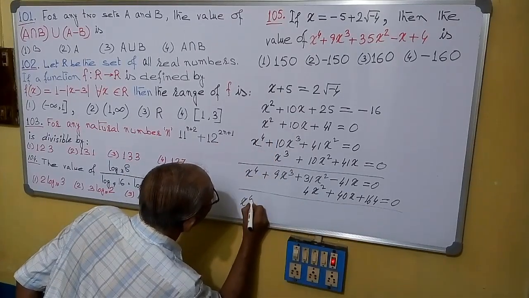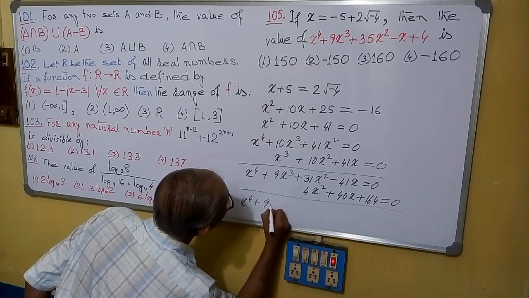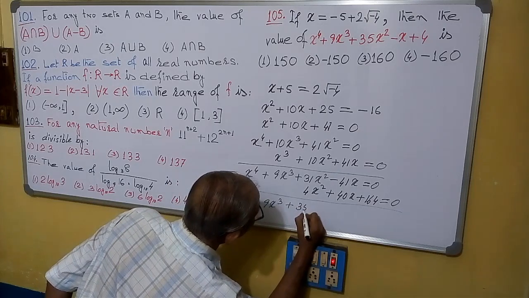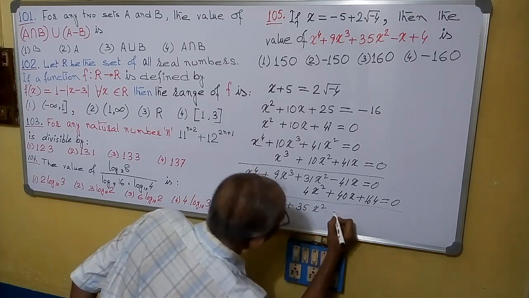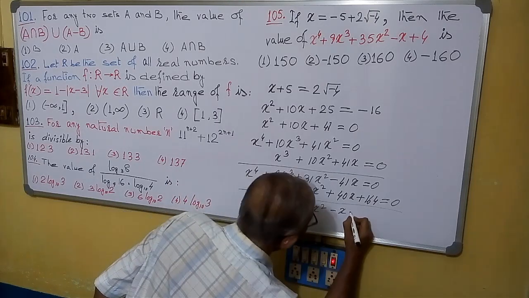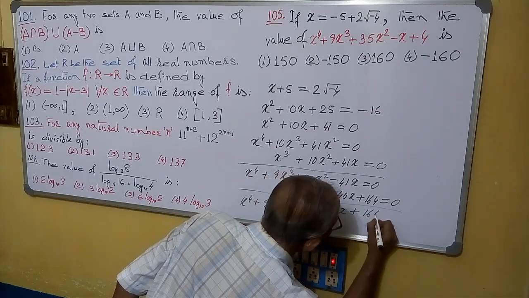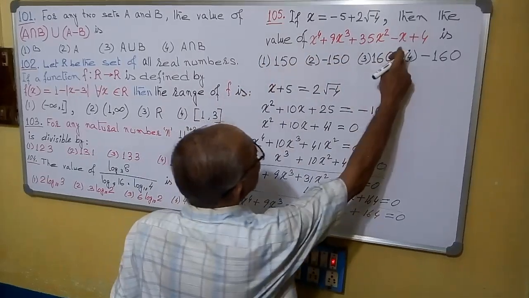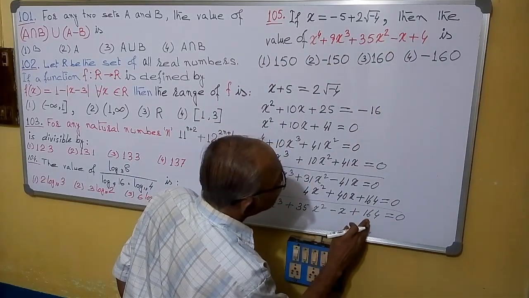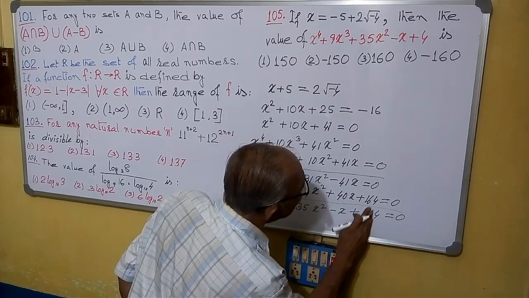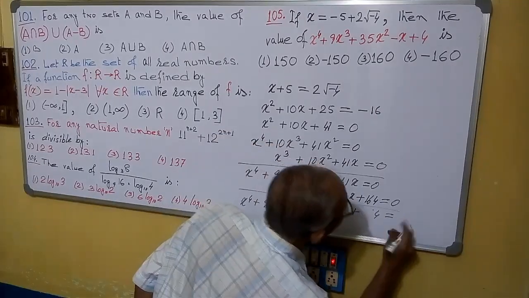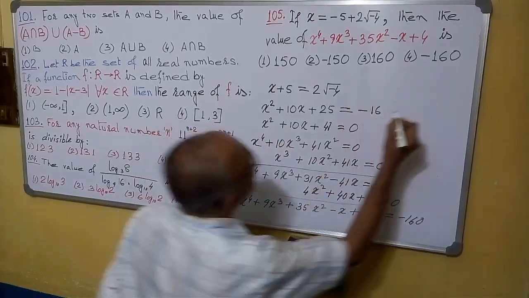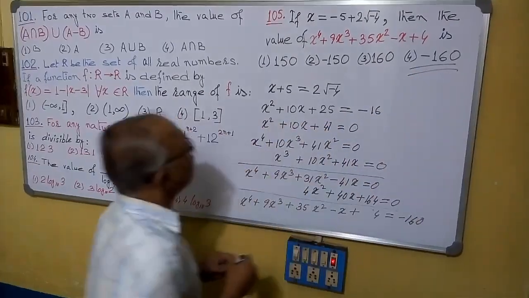x to the power 4 plus 9x cube plus 35x square minus x plus 164 equals 0. So see, our requirement is minus x plus 4. So if we write plus 4 here, then that side will become minus 160. So this is our correct option.